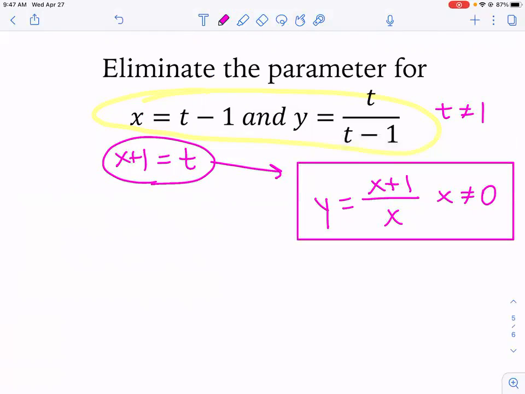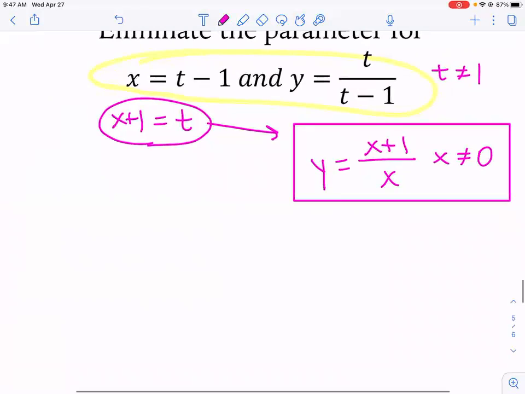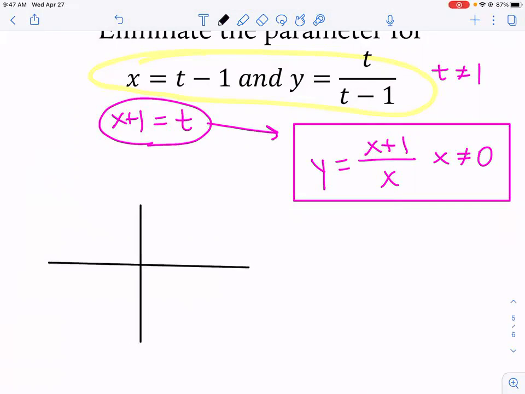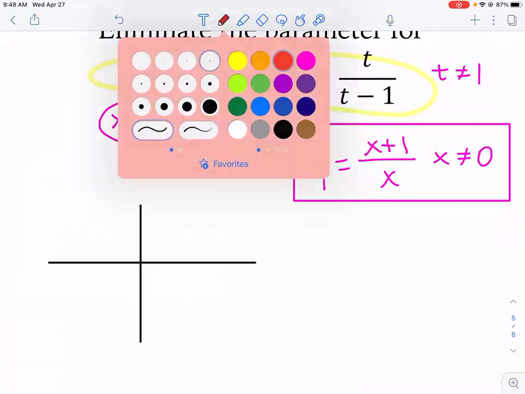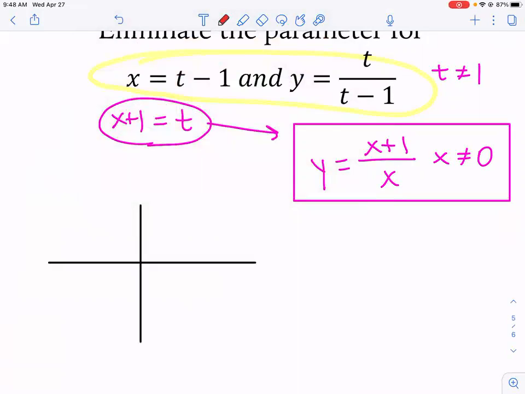Okay, well, here's how this is going to help. Instead of me plugging in a whole bunch of values for t, I can graph this parametric equation based on this rectangular equation we just came up with. What are we working with here? X plus 1 over x. What kind of graph is that?